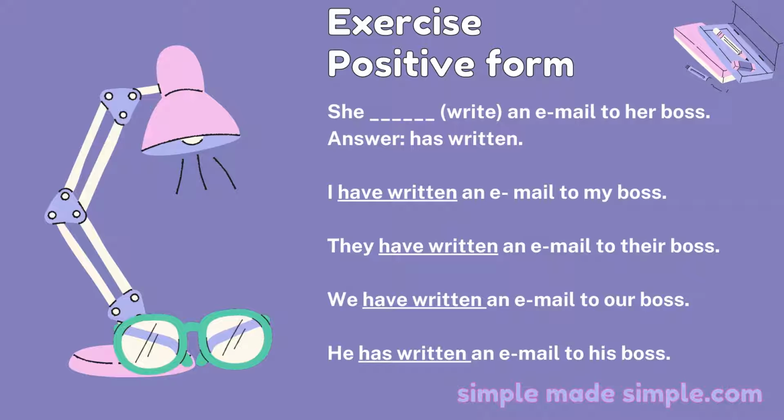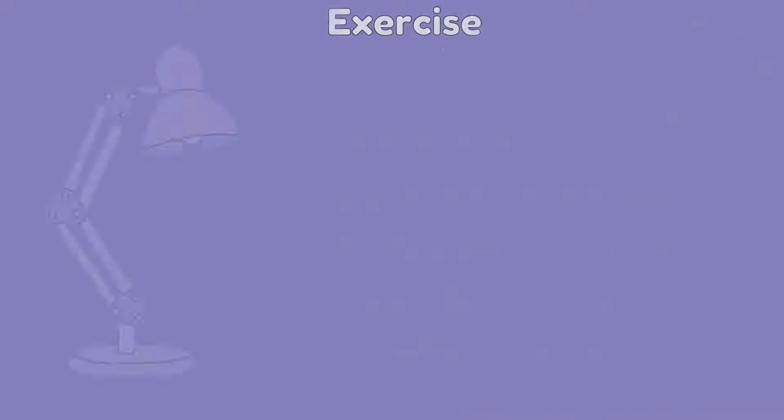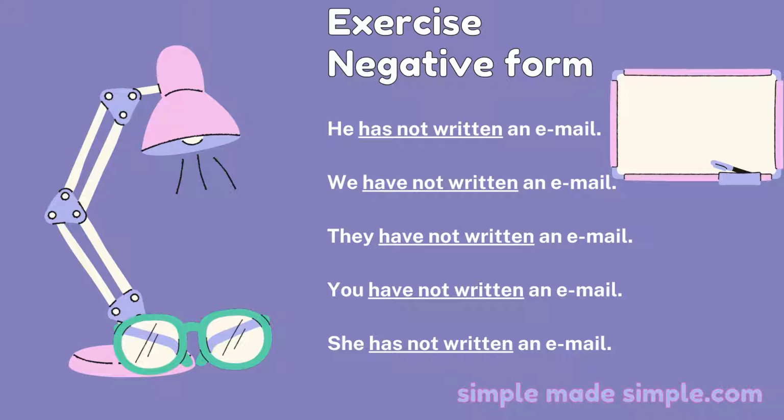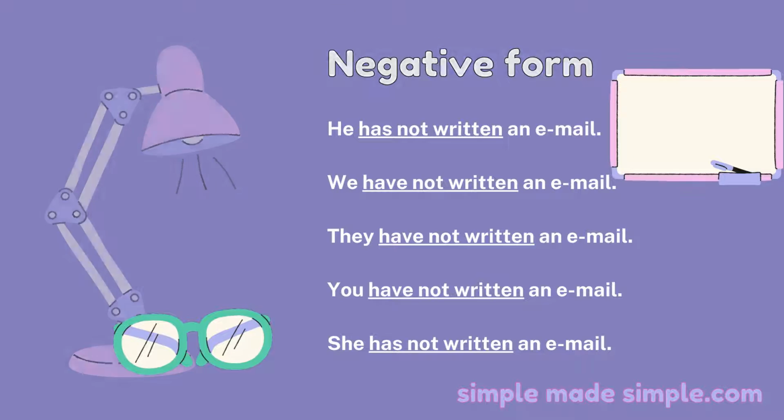So for the first one, she is singular, therefore write is the verb. She has written an email to her boss. For I, you have to put have. I have written an email to the boss. For the negative form, he has not written for singular and we have not written for plural subject.